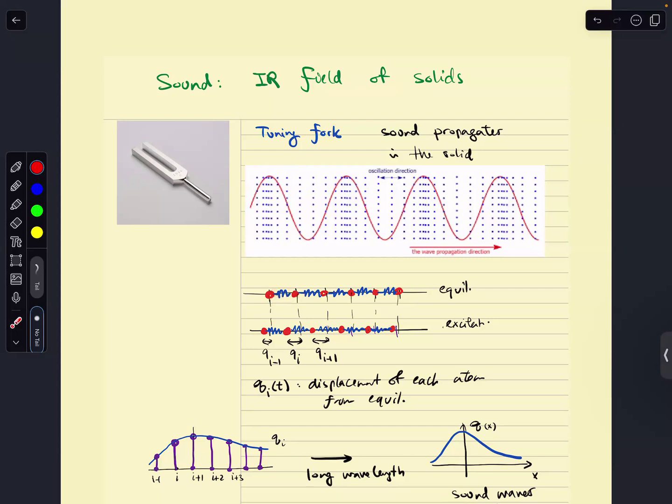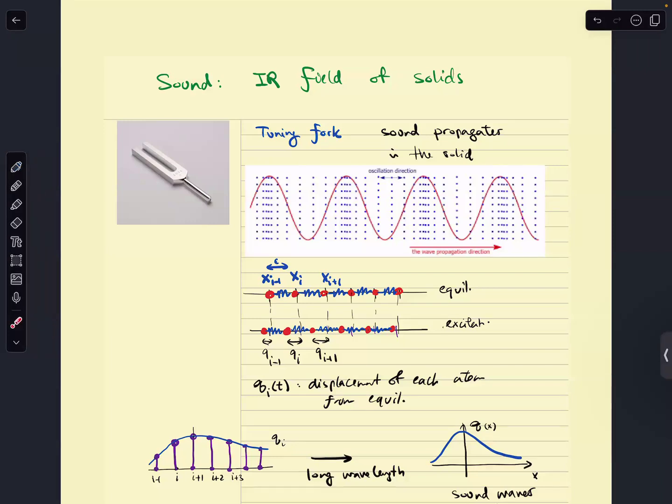So to model this, we're going to imagine a whole bunch of masses attached with springs. In equilibrium, these are equidistant from each other, and the springs are at their equilibrium length. An excitation corresponds to moving each of these particles from the equilibrium value by some amount that we call q. So the ith one is moved from its equilibrium. Let's say the equilibrium positions are x_{i-1}, x_i, x_{i+1}, and so forth, and the distance between them, say, is epsilon. This is the equilibrium distance, right?